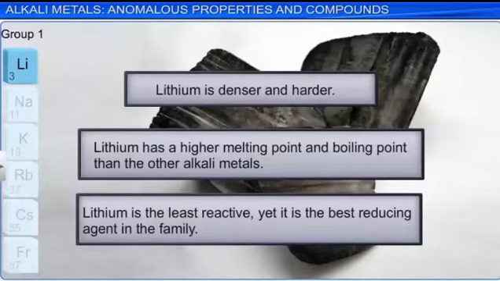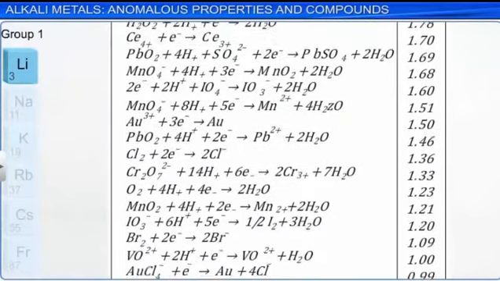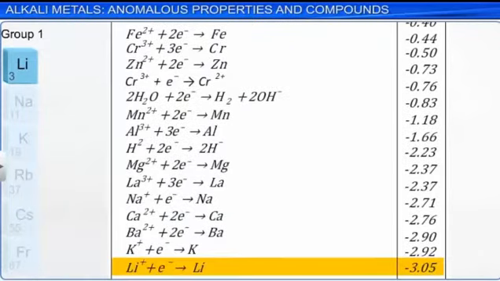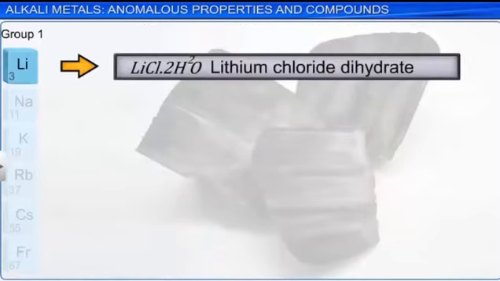If you look at the table of standard reduction potentials, lithium is at the bottom of the table. This means that for the group 1 metals, lithium has the strongest tendency to oxidize. So, lithium is at the top of the activity series for single replacement reactions. Additionally, lithium chloride is the only alkali metal chloride that forms a hydrate, lithium chloride dihydrate. The chloride salts of the other alkali metals are anhydrous.